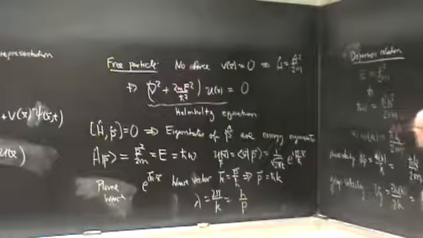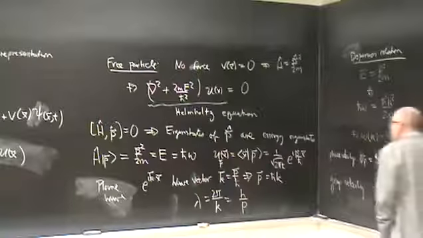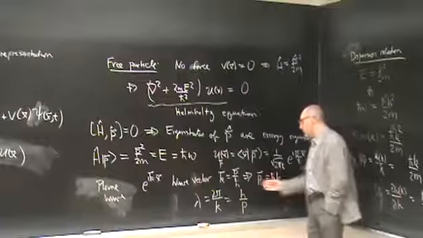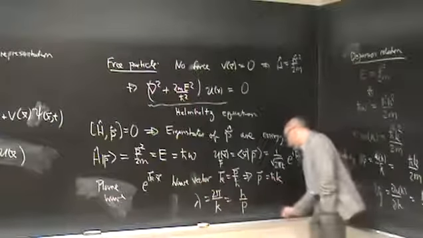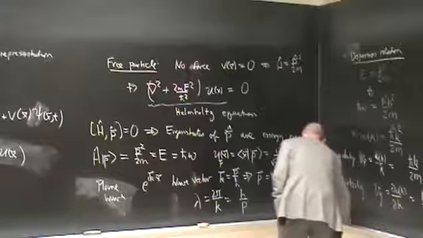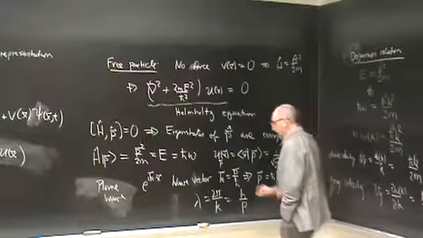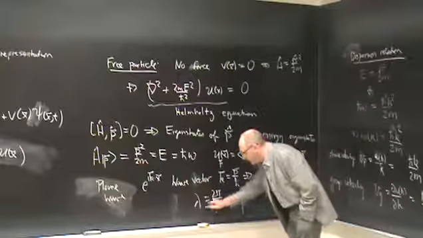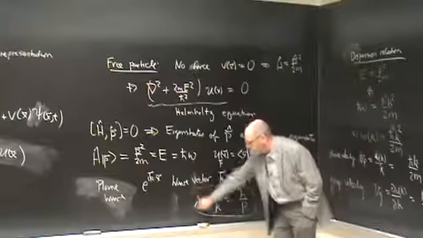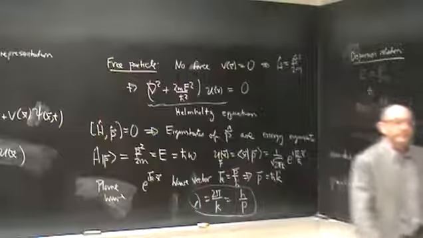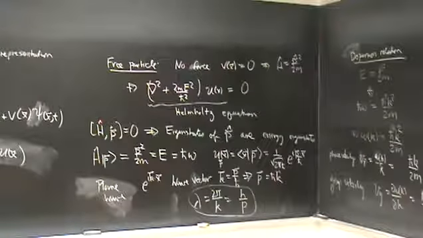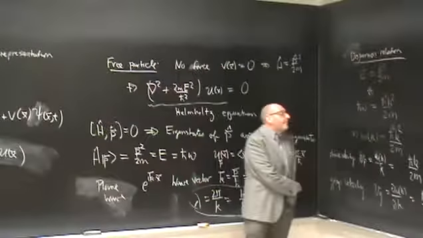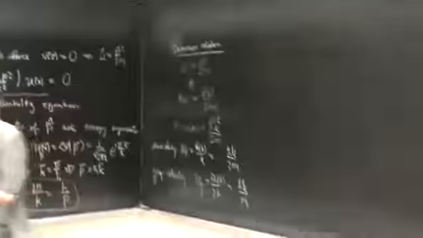And thus we get the de Broglie relationship, which relates the momentum to the wavelength, or the momentum vector to the wave vector. And the relationship between the wavelength of the particle and the wave number is here, and that's the de Broglie relationship. Right? Okay.